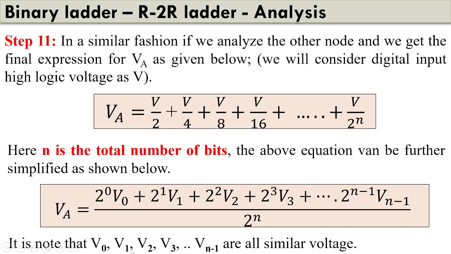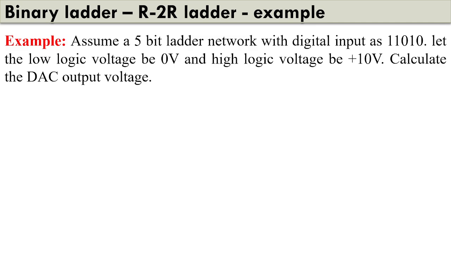V0, V1, V2, V3 and Vn minus 1 are similar voltages. Okay, if they are present, they are at high logic. If they are absent, they are 0. So we can better understand this using a simple numerical example.